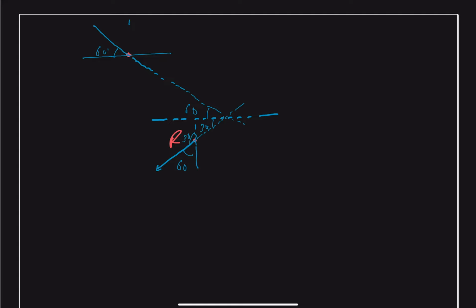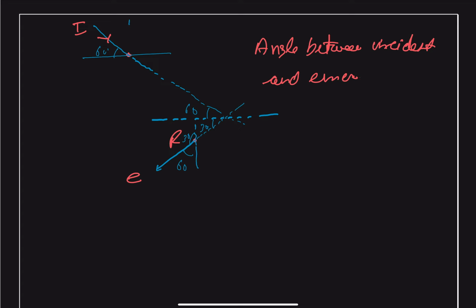Therefore the incident ray and emergent ray will be at an angle of 90 degrees. So this was our incident ray and this was the emergent ray. So this is our I and this is our E. Therefore we can say that the angle between the incident and emergent ray is 90 degrees.